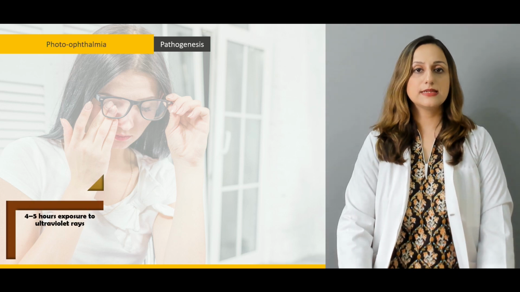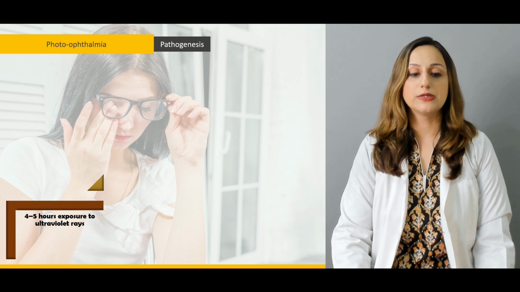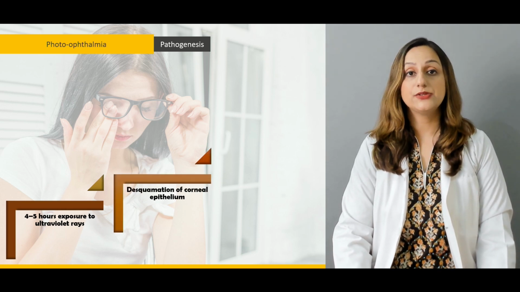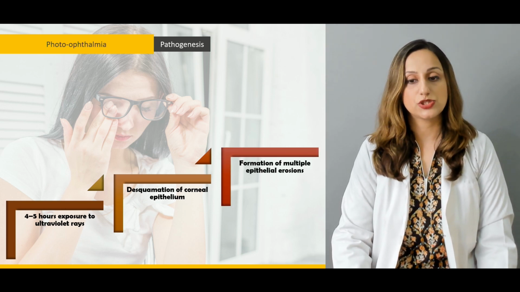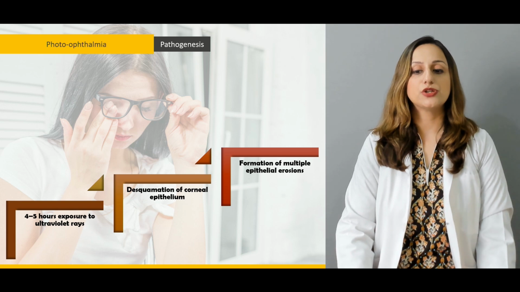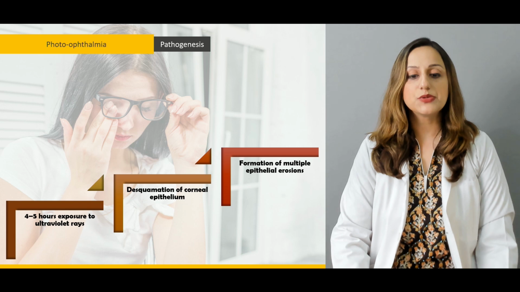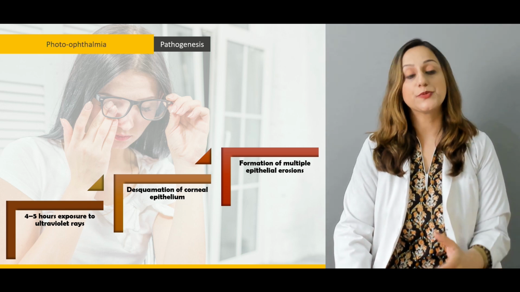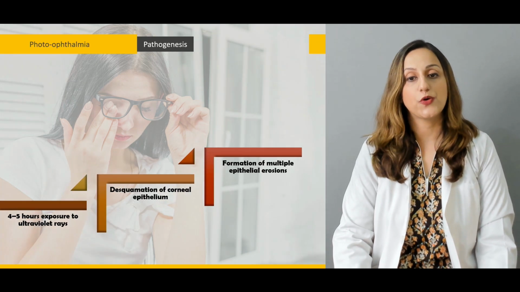The pathogenesis of photoophthalmia basically includes a 4 to 5 hours exposure to the ultraviolet rays, and that basically results in the desquamation of the corneal epithelium in these patients. And then finally, the formation of multiple epithelial erosions in these patients. So this is basically the final pathological process that is occurring in a patient who is suffering from photoophthalmia.